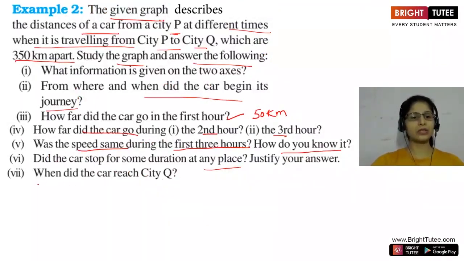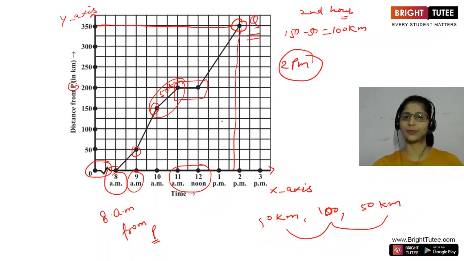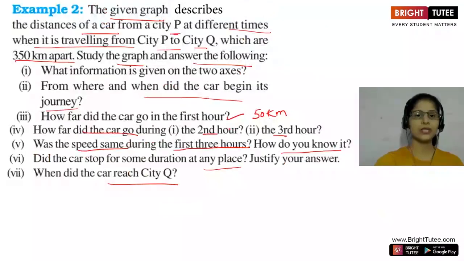Okay. Now the next part is, when did the car reach city Q? So you see 350 kilometers it has to cover, right? So at 2 it is reaching 350 kilometers, you see, at 2 p.m. So at which time is the car reaching? 2 p.m. The car has covered 350 kilometers and reached city Q. Clear? So I hope now how to read a linear graph, or I say line graph, is pretty much clear from these two examples.